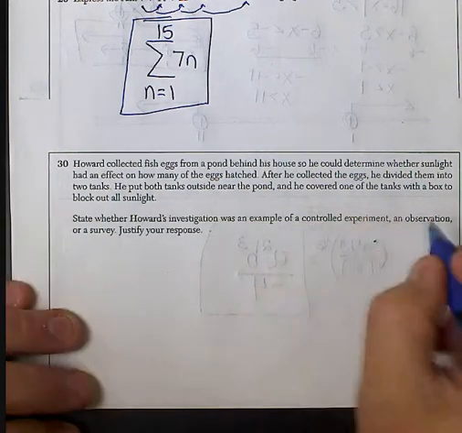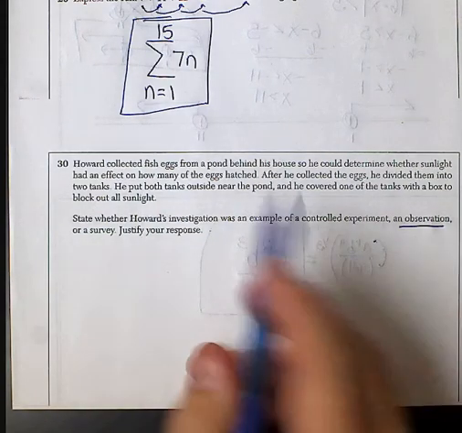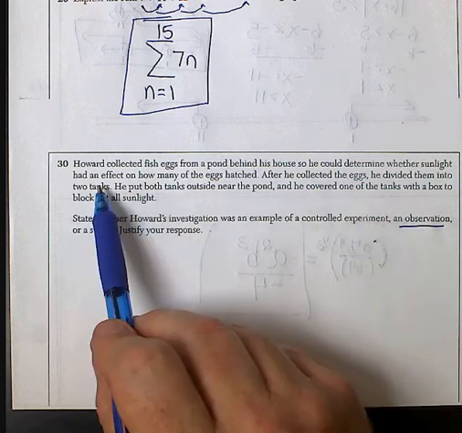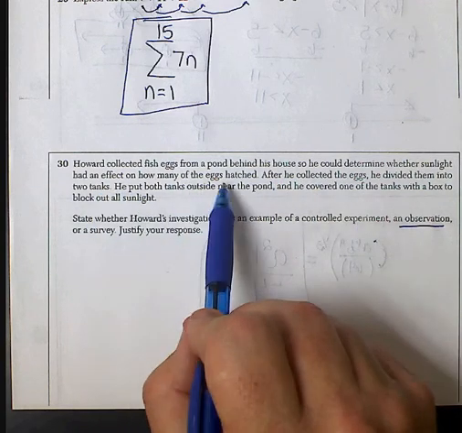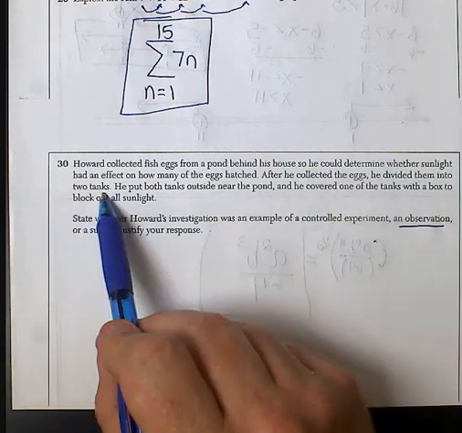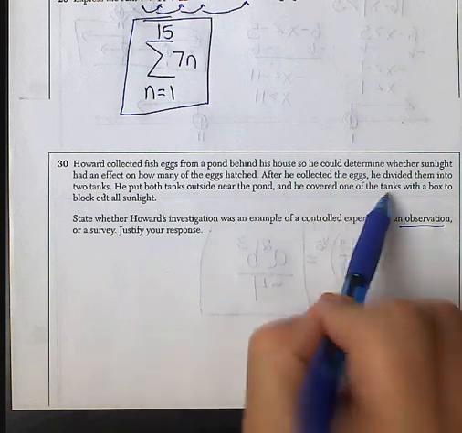And remember, in an observational study, you're not doing anything. You're just sitting back and observing. And this time, he collected eggs from a pond, and he wanted to determine if sunlight had an effect on how many eggs hatched. After he collected the eggs, he divided them into 2 tanks, and he put both tanks outside near a pond. He covered one of the tanks.